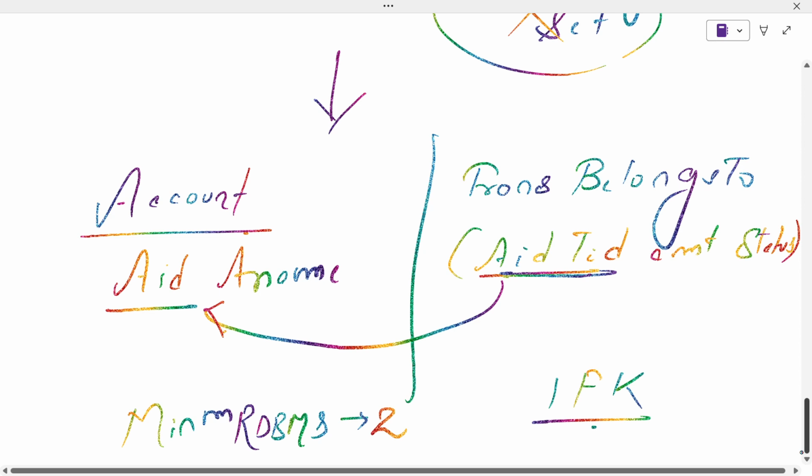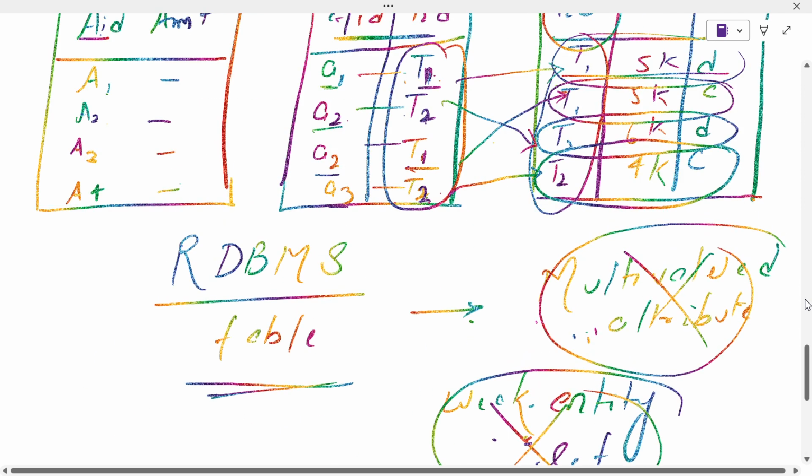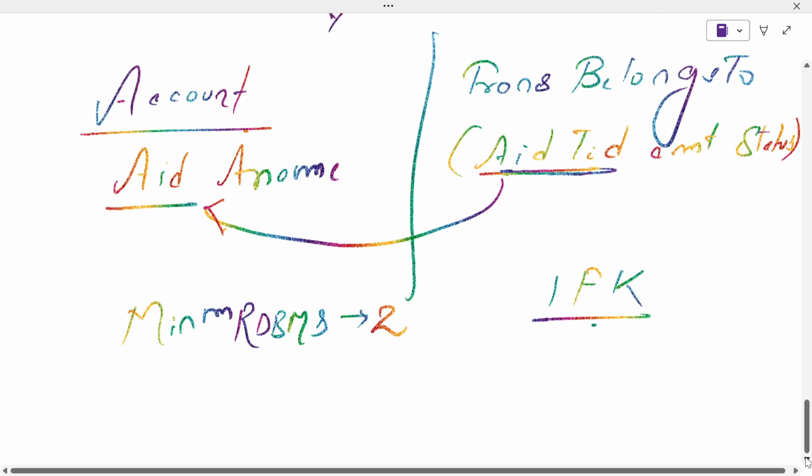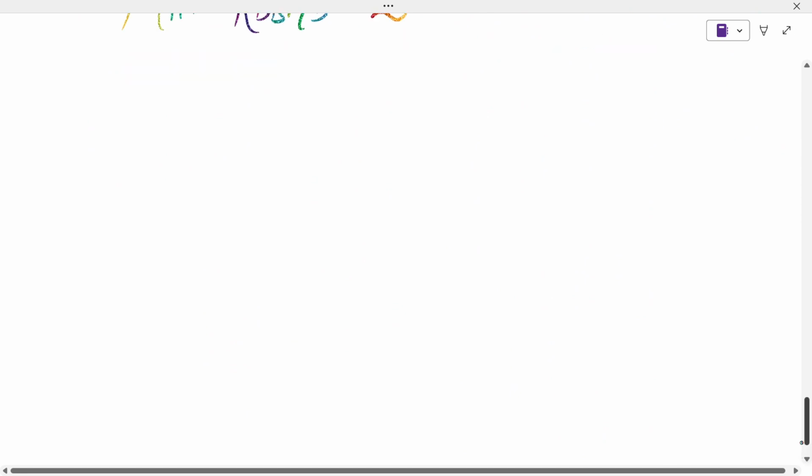However, in an RDBMS table, the weak entity set is not allowed. Why? Because we can't have any key to distinguish between the entities. So there has to be a dependency in the relationship model. That is why it is allowed in the entity relationship model, but not in the RDBMS model. Okay, so this is all about the weak entity set and how we can construct the minimal RDBMS design.